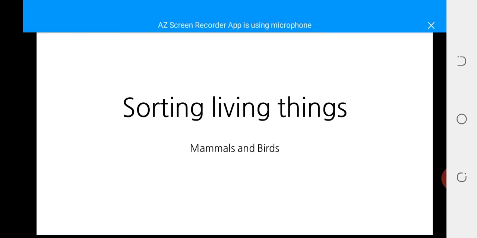As you know, we start a new chapter, sorting living things. In this chapter, we will learn about the characteristics of living things and the groups of living things. As you know, we have four main groups of living things: animals, birds, bacteria, and fungi.